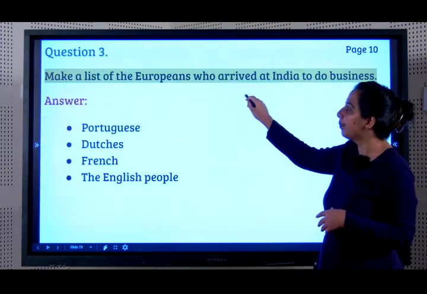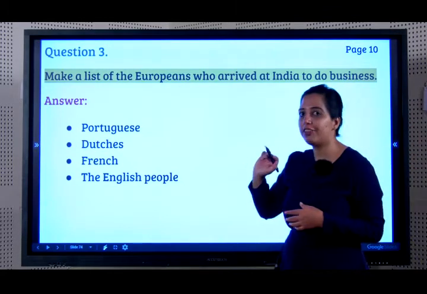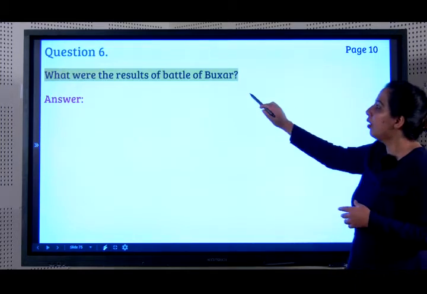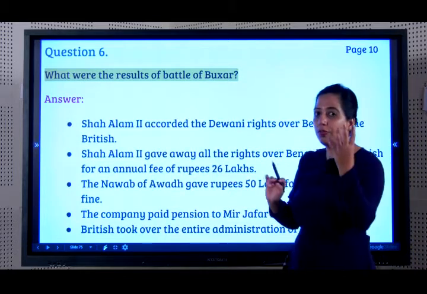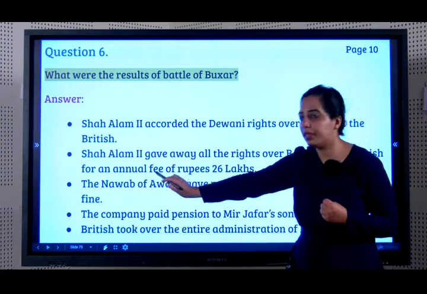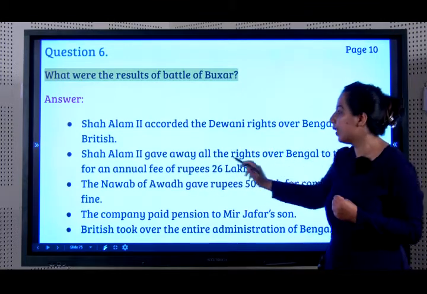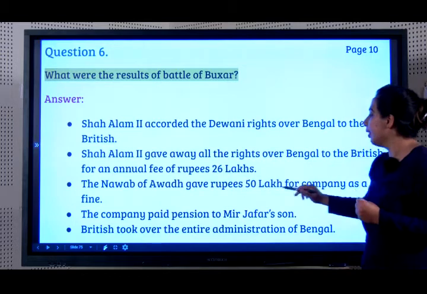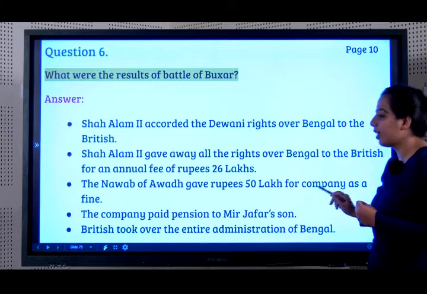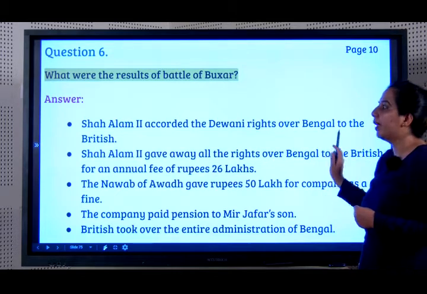Next question. Make a list of Europeans who arrived in India to do business. PDFE, if you remember, Portuguese, Dutch, French and the English. What were the results of the Battle of Buxar? 4 results. Shah Alam II accorded the Diwani rights over Bengal to the British. He also gave away all rights over Bengal to British for an annual fee of rupees 26 lakhs. The Nawab of Awadh gave rupees 50 lakhs for the company as a fine, and the company paid pension to Mir Jafar's son. And the British took over the entire administration of Bengal.